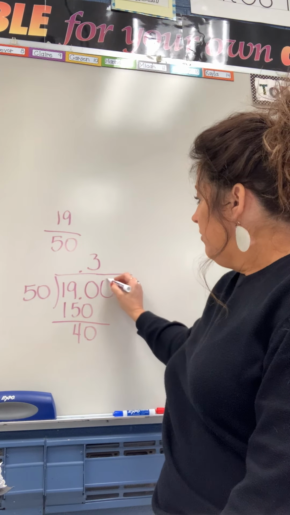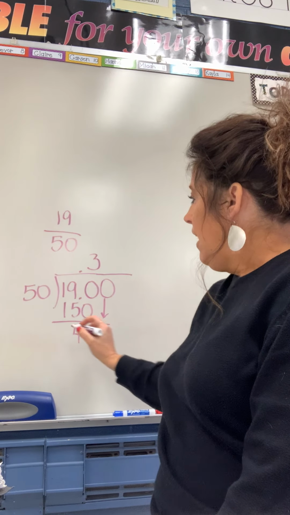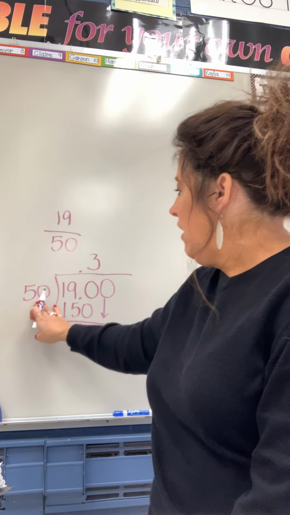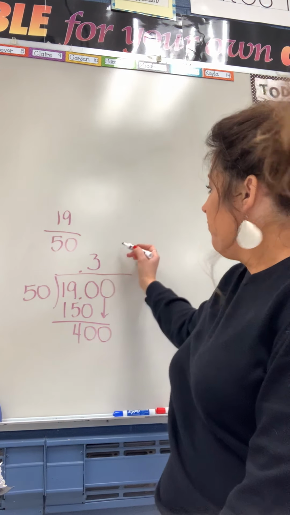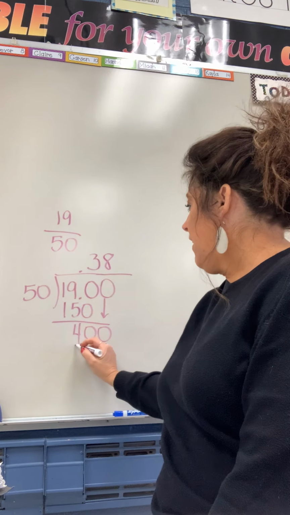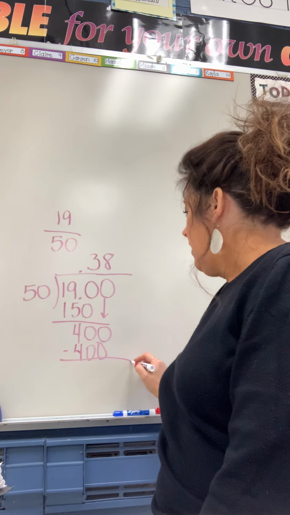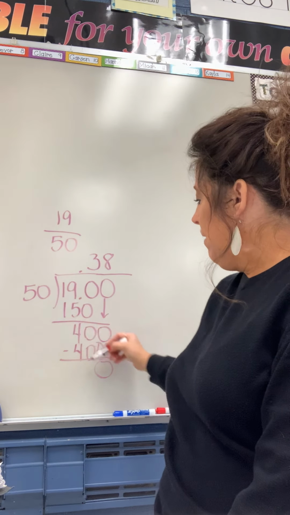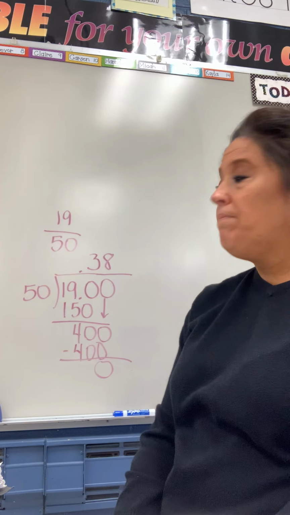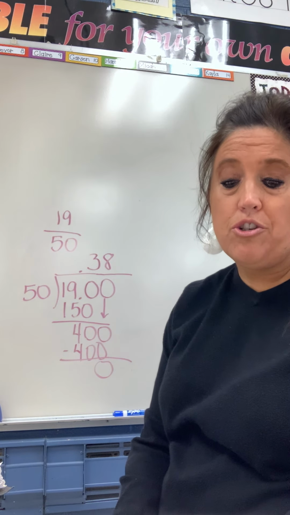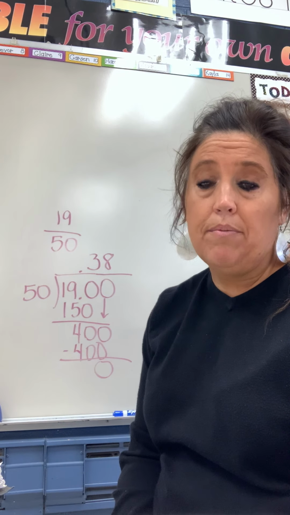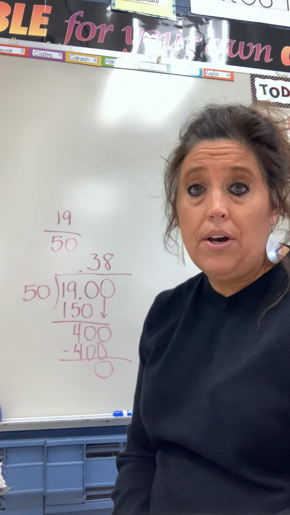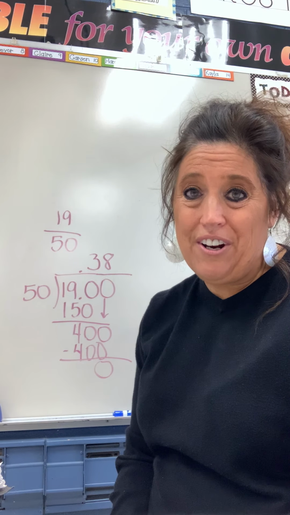I keep going, bring down my 0. How many times does 50 go into 400? Well, it goes in 8 times. 8 times 50 is 400. That comes out evenly. I compare and I'm good. Nothing more to bring down. So my answer is 38/100ths. And you're going to keep doing that process for the next 4 problems. So go ahead and do that. Pause the video and then I'll let you know what the answers are.